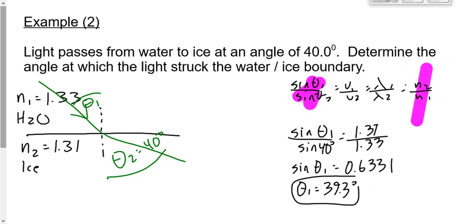Is theta 1 smaller than theta 2? Did we expect it to be? Yeah, n went down. That means v went up, lambda went up, and theta went up. Not by much. It went up from 39 to 40 degrees, so it didn't go up by much, but it still went up.